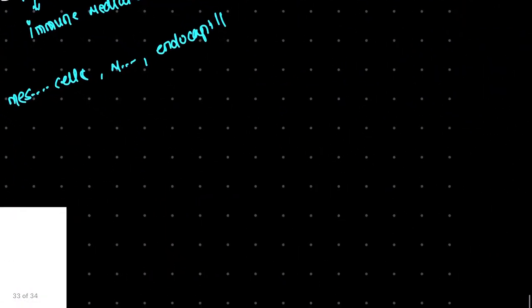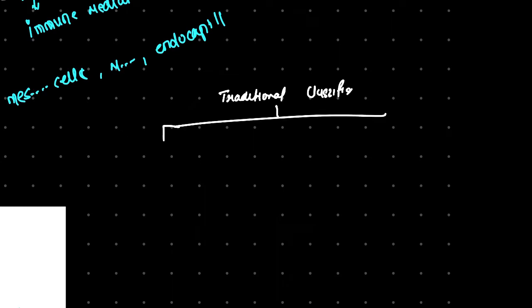Now I would like to talk about its types. There are two classifications. One is the traditional classification, in which there were three types: type 1, type 2, and type 3. This traditional classification was based on the findings of electron microscopy in kidney biopsy, on the basis of the location of immune complexes where they are present in the kidney.